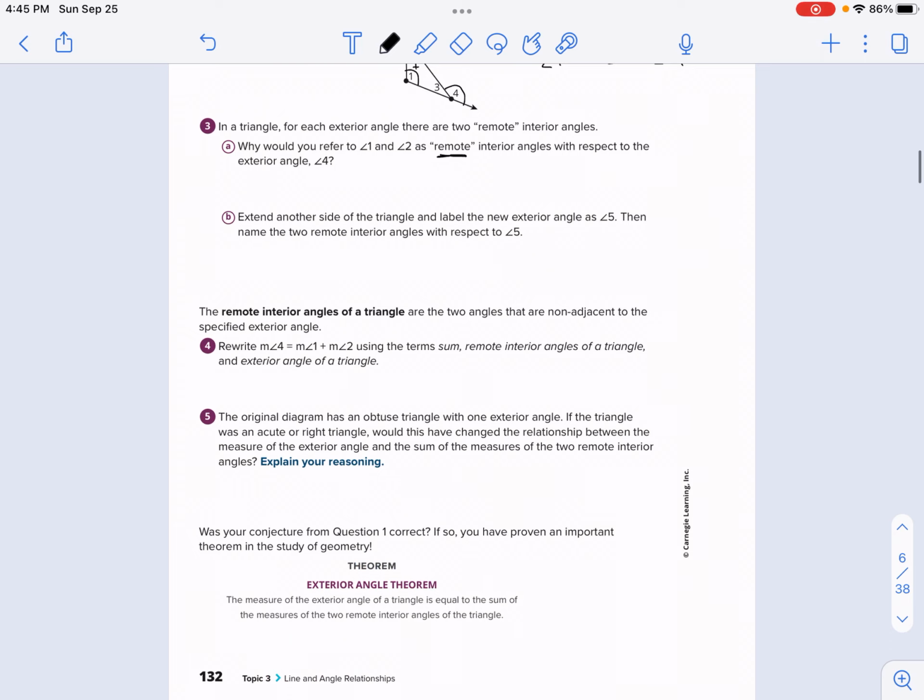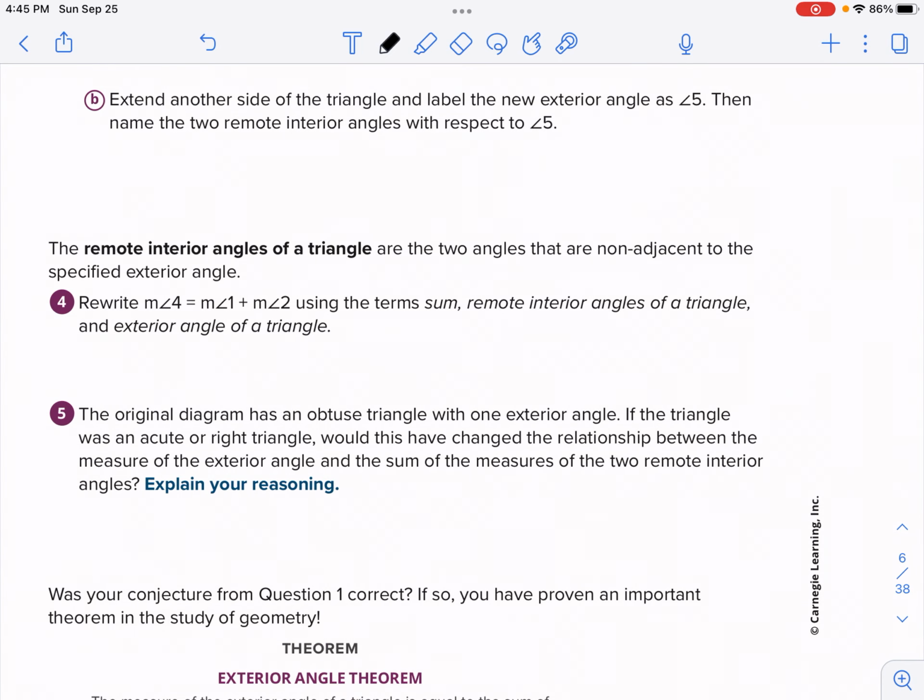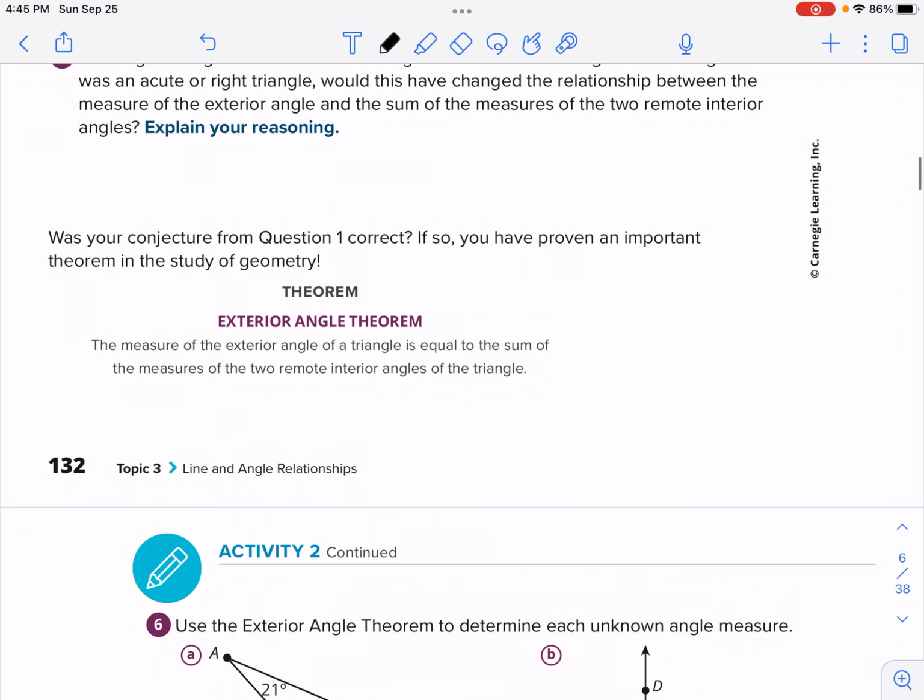All right. So remote interior angles of a triangle are two angles that are non-adjacent to the specified exterior angle. And it says it right here. Angle 4 is equal to angle 1 plus angle 2. Also, the theorem is written here. The measure of the exterior angle, the one that's outside, this was 4, of a triangle is equal to the sum, where sum means plus, of the measures of the two remote interior angles. That was 1 plus 2. They're the ones that are not next to it.